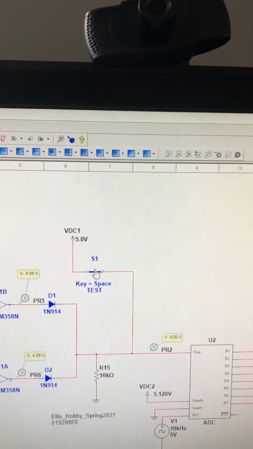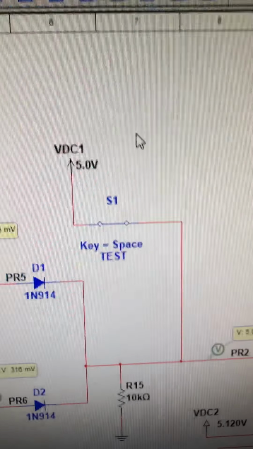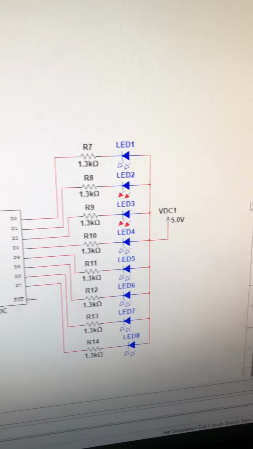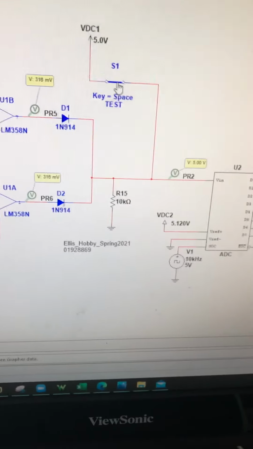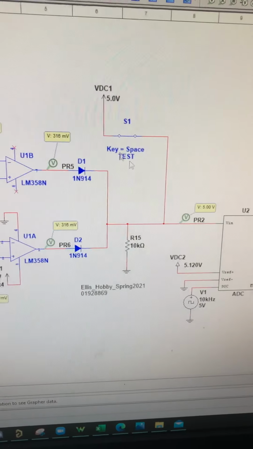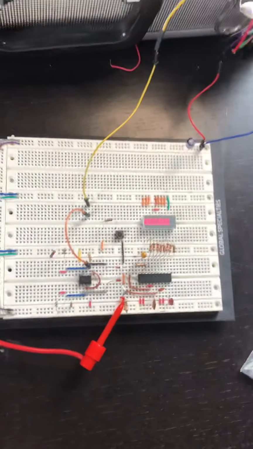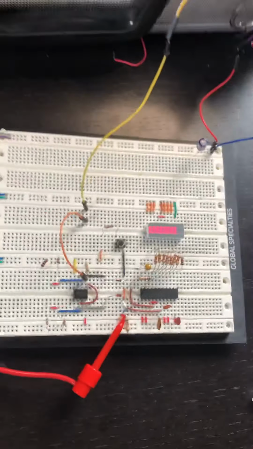So if we just flip this switch, now we can see that we have 5 volts here. So the point of the switch was just that it feeds 5 volts in to test to make sure the state will change, and it did. That's what we want. So I'm gonna make another video of testing the breadboard circuit here, and that'll be in another video.